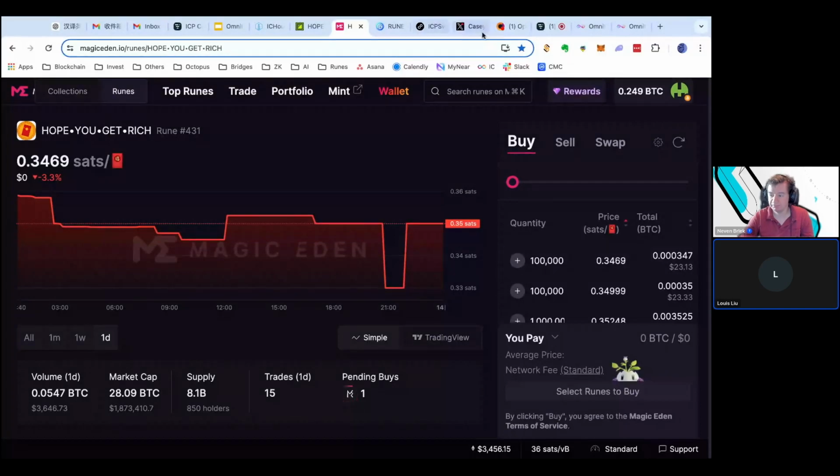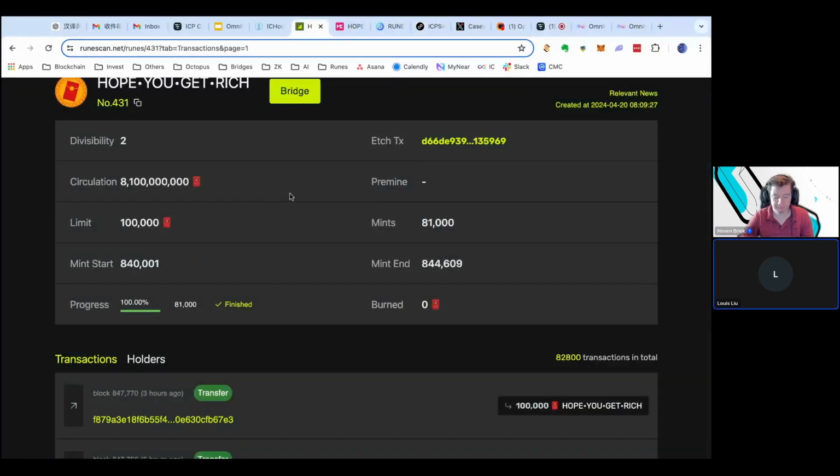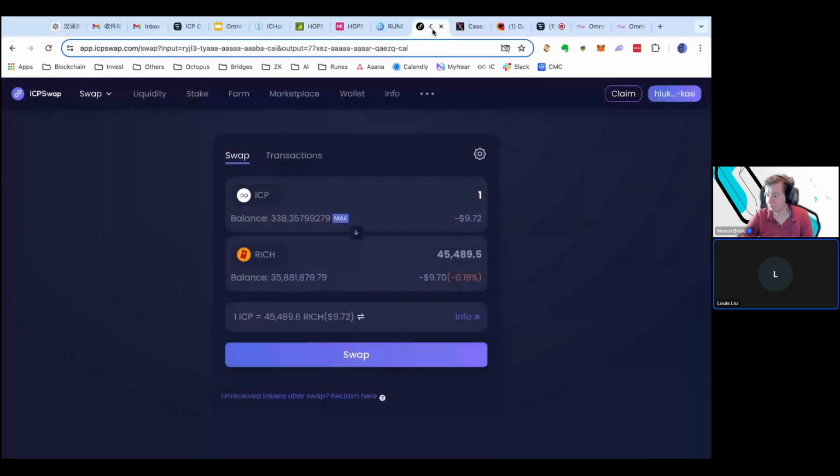Let's say some of the Rich token has been transferred to ICP, and now all the major ICP DEXs have accepted the Rich token. So this is a major DEX protocol on ICP called ICPSwap. And now from there, we can trade the same token in a much easier way.